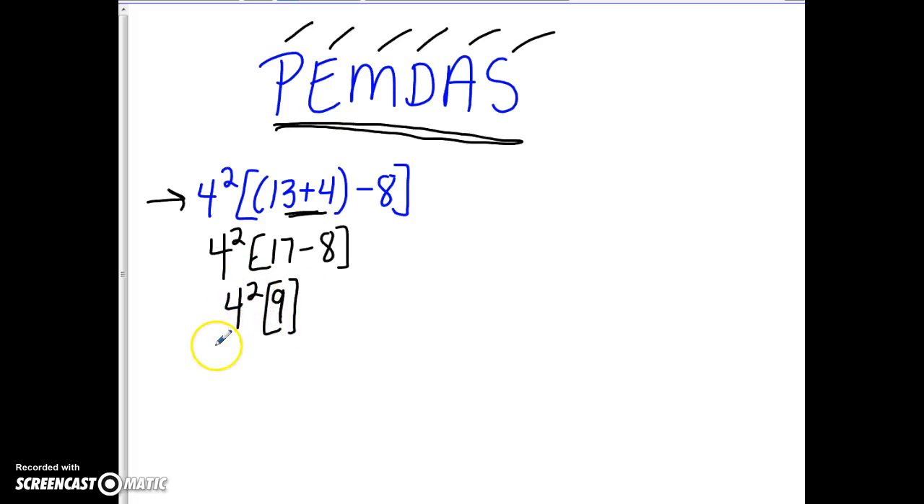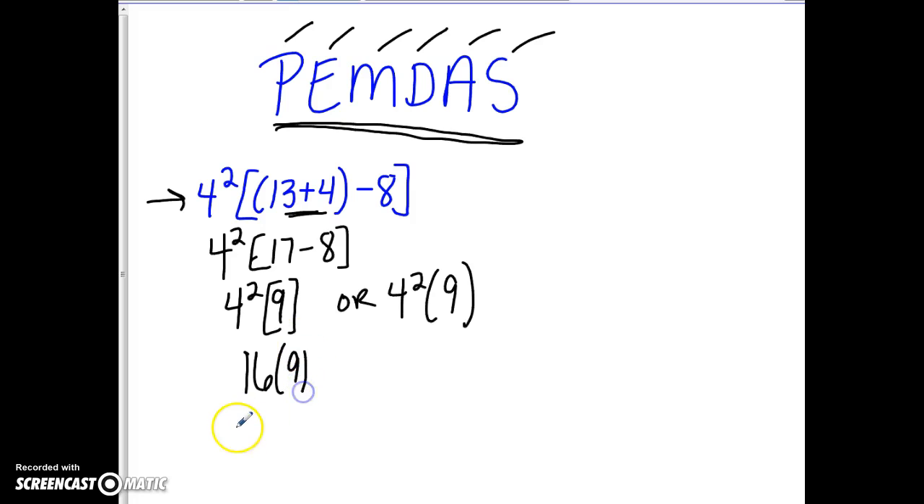Okay, and then now if we look at what operations we have 4 to the second, so there's your exponents. And then when you have a bracket, it also could look like this. You could have replaced it with parentheses. That's multiplication. Okay, so we have exponents and multiplication. So which one comes next? Exponents. So I'm going to do 4 to the second, which is 16. And then 16 times 9 is 144. So there's my answer.